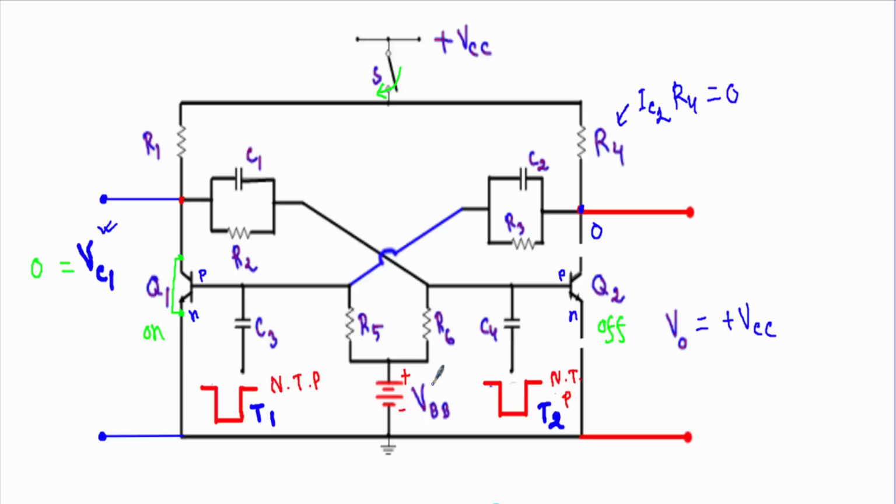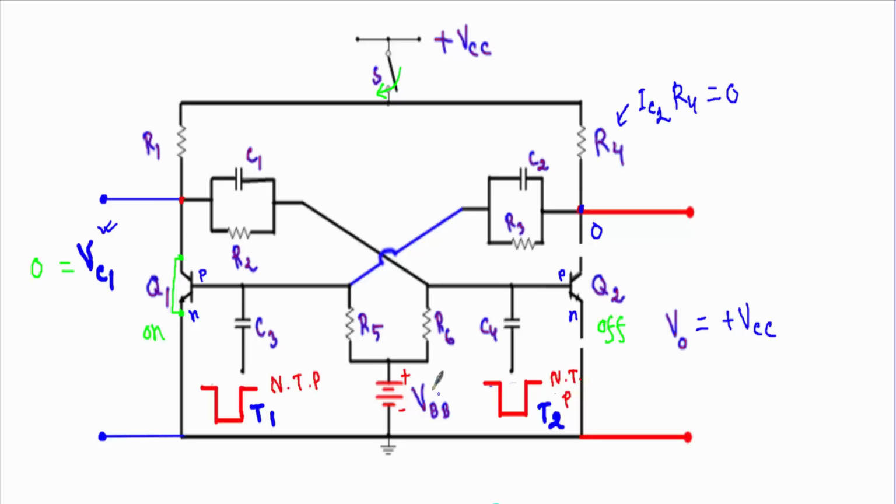And you will see that this VBB is driving the base to emitter junction of the transistor Q1 in forward bias. Therefore our transistor Q1 will be in on state. Now to override the effect of this VBB, I will apply a negative voltage so that the base to emitter junction of the transistor Q1 will not be in forward bias. Therefore this transistor Q1 will be in off state.